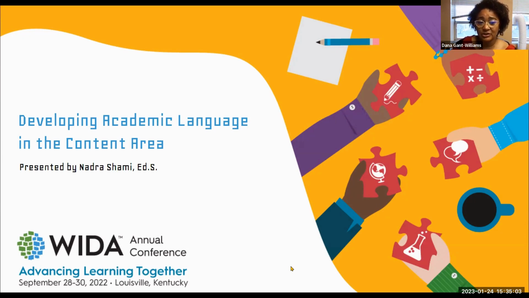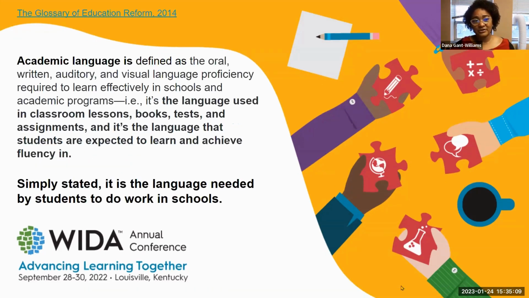So in doing research, we see that the Glossary of Education Reform defines academic language as language used in classroom lessons, language used in books, on tests, in assignments, and language that students are expected to learn and achieve fluency in. So it's not just the vocabulary words, it's not just jargon that's used for a specific content area. It's the basic language students need to know and understand to be successful in any content, no matter how big or small the word is.